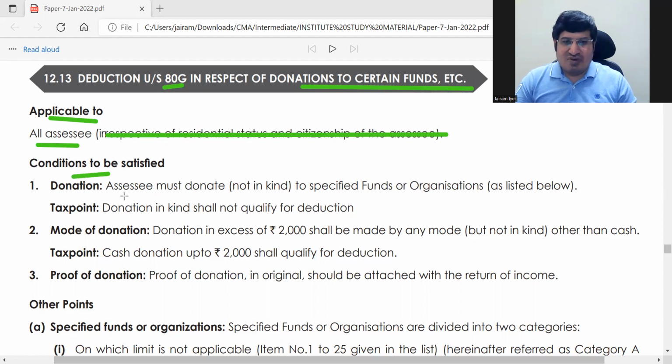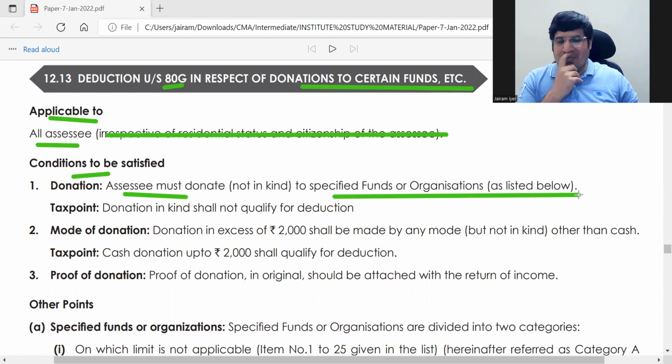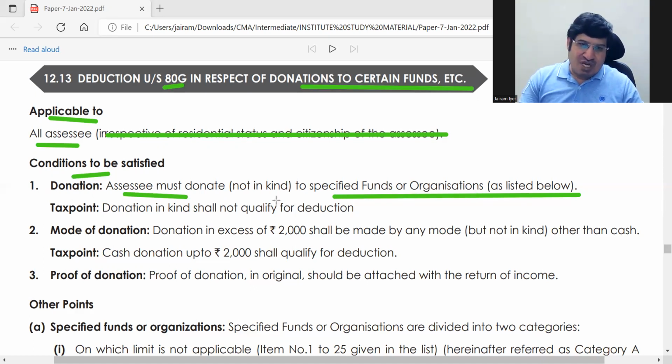And the conditions to be satisfied are: SSC must donate to specified funds or organizations. There is a list of specified funds. You don't need to remember all the names. Certain specific things you can remember, because in certain cases 100% is eligible, in certain cases only 50% is eligible. And the donation should not be in kind. Remember this, the donation cannot be in kind. It has to be a cash donation.